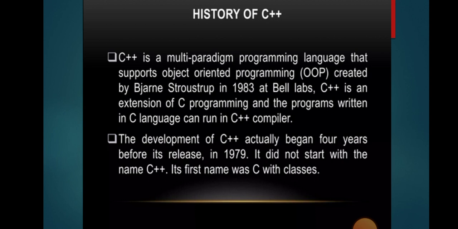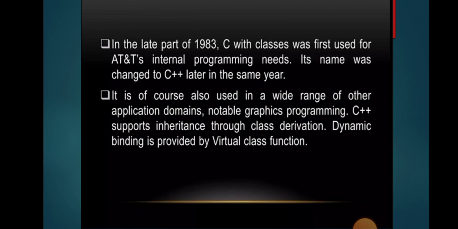C++ compiler. The development of C++ actually began 4 years before its release, in 1979. It did not start with the name C++. It was first named C with Classes. In the later part of 1983, C with Classes was first used for AT&T's internal programming needs. Its name was changed to C++ later in the same year.